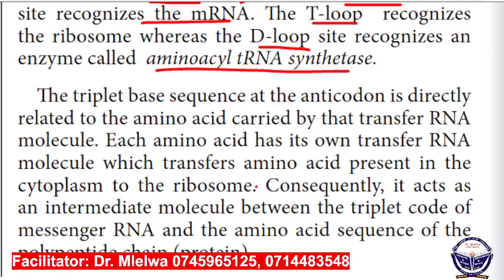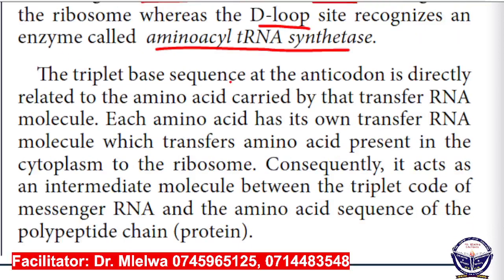Akishakuja ile transfer RNA anatengeneza a temporary bond with anticodon. Anapotengeneza temporary bond with anticodon, remember on the T loop imeshikana na nani? Na ribosome. On the D loop inakuwa na amino acid transfer RNA synthetase. Ile amino acid iliyochukuliwa kule juu by catalyzation of the amino acid transfer RNA synthetase, amino acid ile kule juu inaunganishwa na amino acid mwingine, ikishaunganishwa peptide bond inatengenezwa protein inaweza kutoka. Na ku discuss kwenye detail katika protein synthesis.